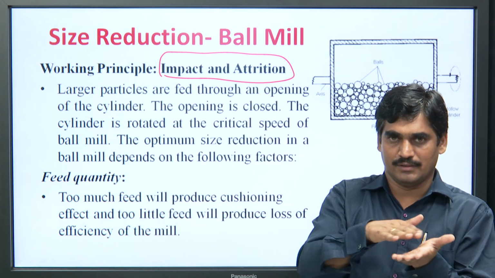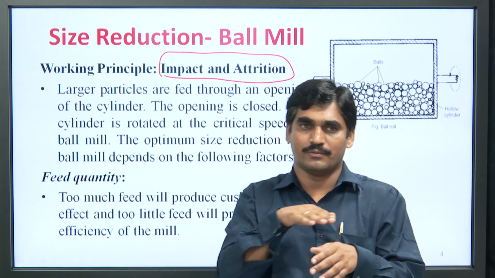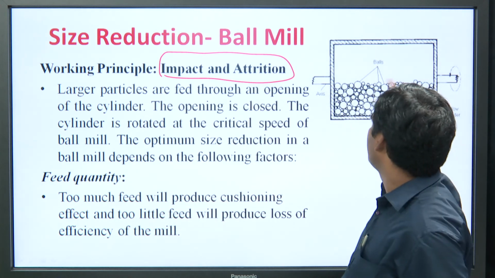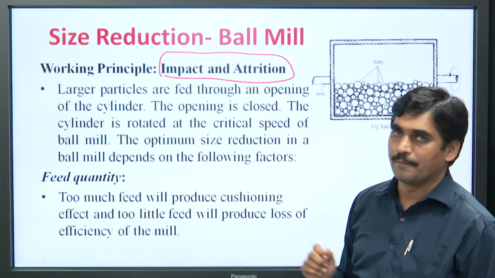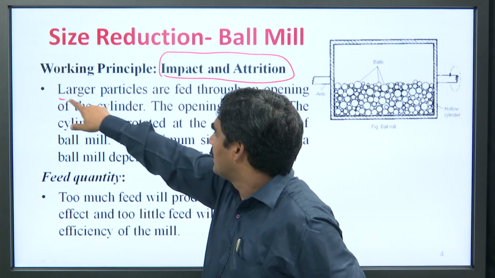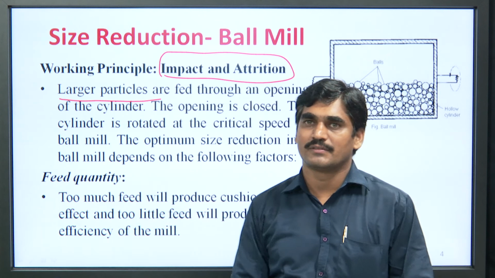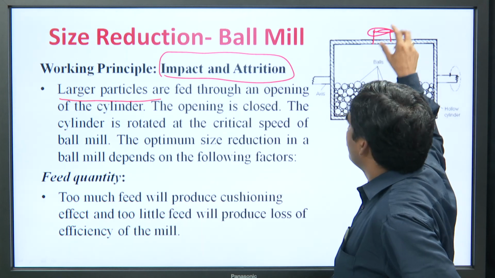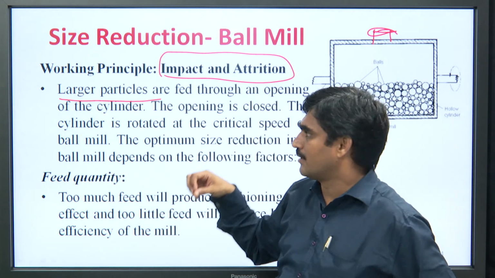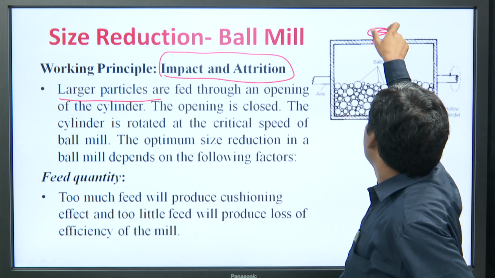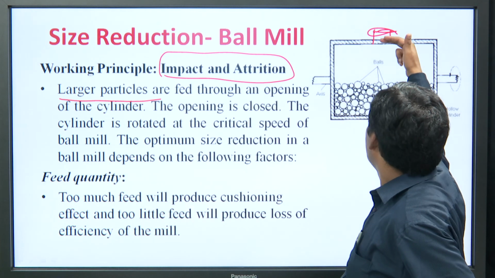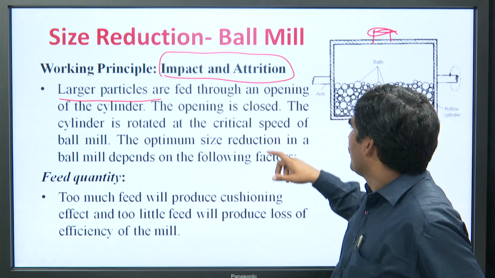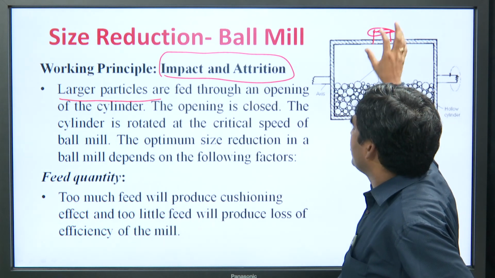Attrition, by using a file we are rubbing on the surface of the object. So, both these mechanisms are taking place while size reduction with the help of this ball mill. So, what happens: larger particles are fed through an opening of the cylinder. Suppose at the top here an opening is there through which the larger sized particles are fed into the cylinder, then the opening is closed, so that no particles will come out from the cylinder. To avoid the particles coming out of the cylinder, this opening is closed.